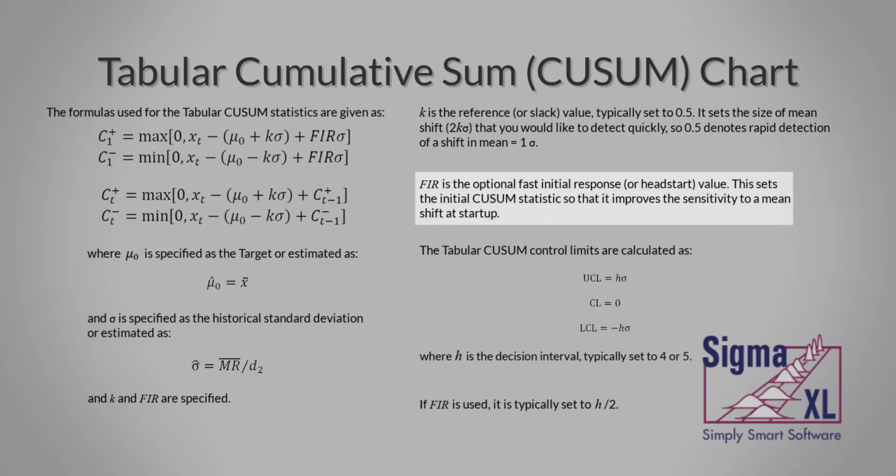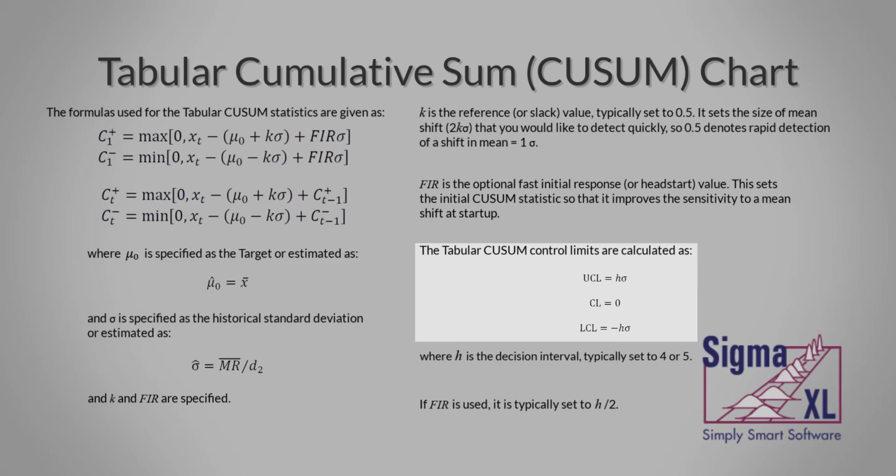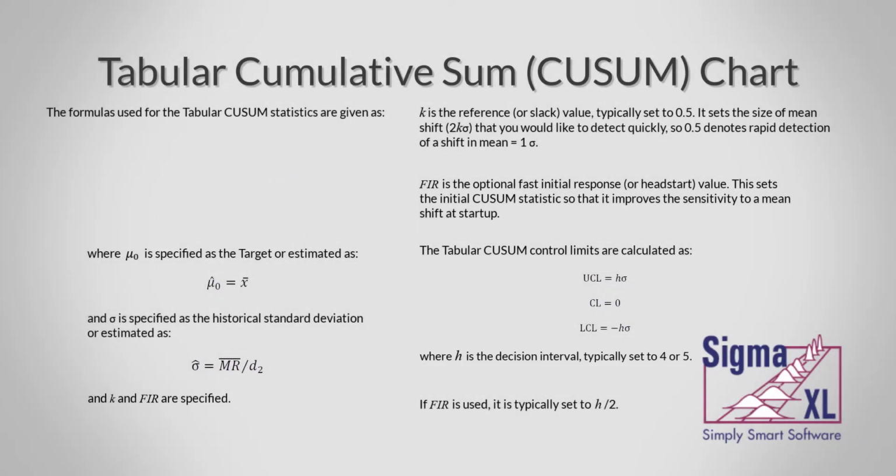FIR is the optional fast initial response, or head start value. This sets the initial CUSUM statistics so that it improves the sensitivity to a mean shift at startup. The tabular CUSUM control limits are calculated as shown, where h is the decision interval, typically set to 4 or 5. For more information about calculating control limits in CUSUM charts, see the SigmaXL workbook.